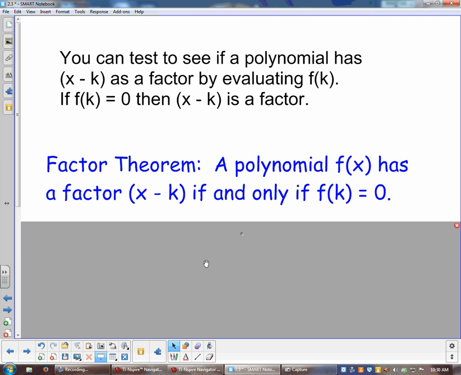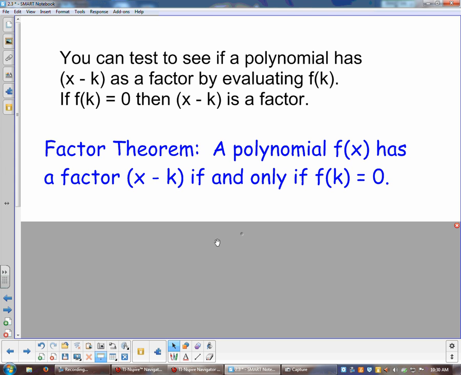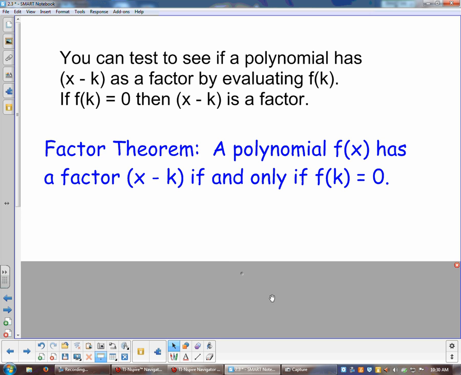All right, the factor theorem says a polynomial f of x has a factor x minus k if and only if f of k equals 0. All right.